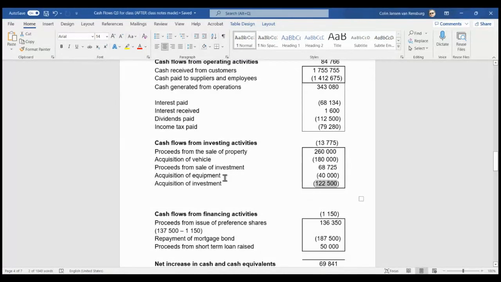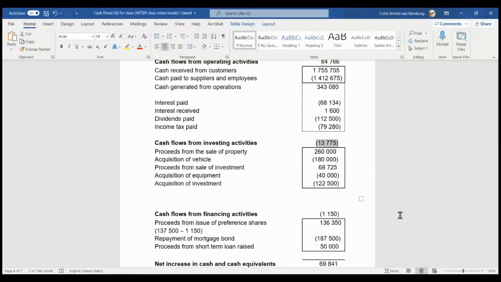Right, ladies and gentlemen, so we have now looked at all our non-current assets. Every single one that is a non-current asset, we've had a look at. So now it means we are done with this section that is subtitled Cash Flows from Investing Activities. All we need to do is add it up. So we add all our positives, we deduct all our negatives, and we get a subtotal there of 13,775 in brackets.